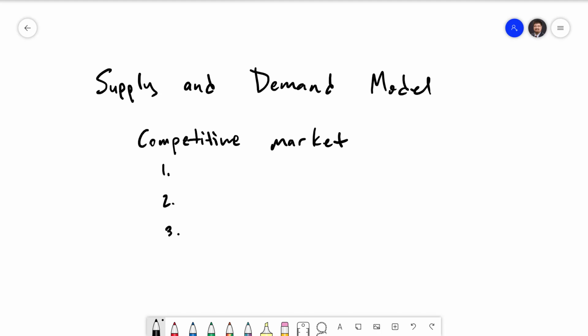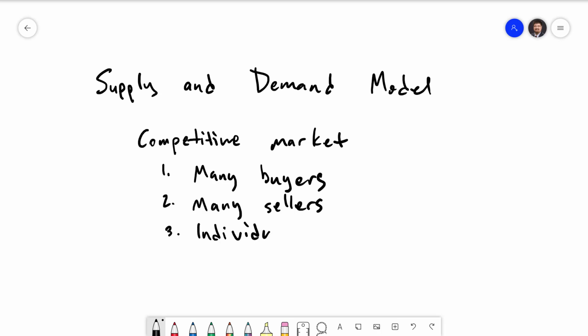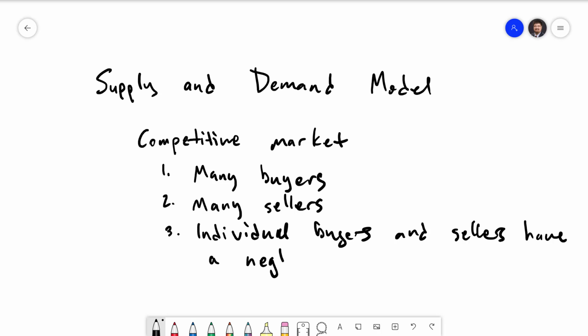There are three assumptions that we need to have a competitive market. First, there are many buyers. Second, there are many sellers. And third, individual buyers and sellers have a negligible impact on the market price.